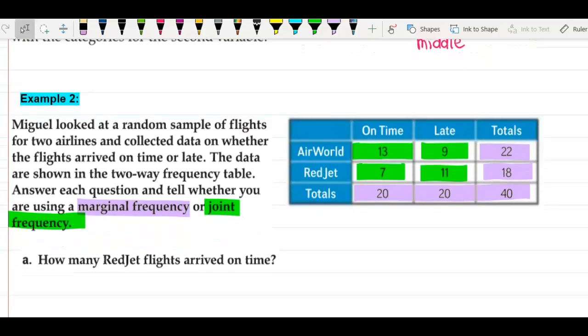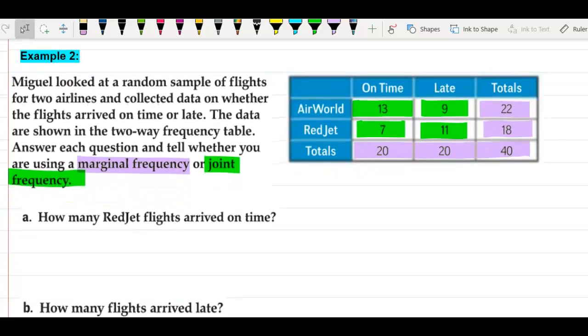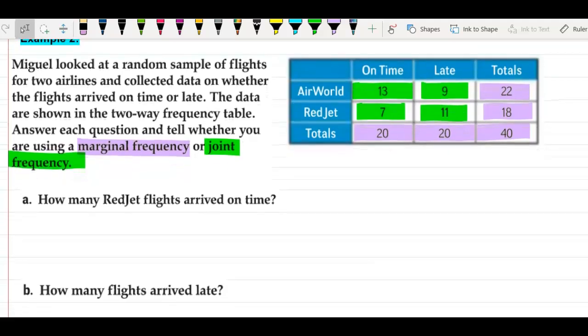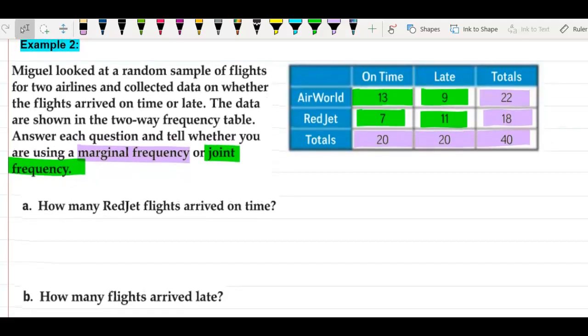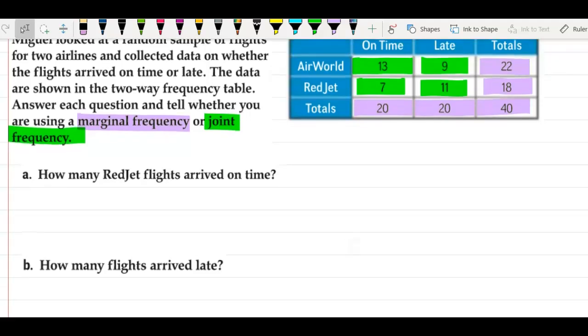We're going to start by looking at a table that is already filled out for us. It's just asking some questions and then asking us to clarify, is it marginal frequency or joint frequency? We want how many Red Jet flights arrived on time. If we go to Red Jet and then go over to where it says on time, that gives us 7 flights. That number came from the middle of our table. It did not come from a total, so this is a joint frequency.